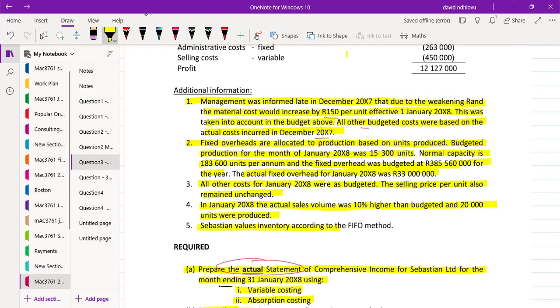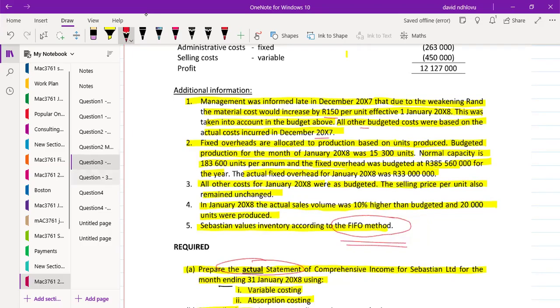Sebastian values inventory according to the FIFO method. Now, this is important in terms of the valuation of closing inventory. Either we use the FIFO or we use the weighted average. I'm not sure which method we used last week. What did we use? I think we used the weighted average. So between the two, you should be able to see the full picture between the weighted and the FIFO. So we have the information.